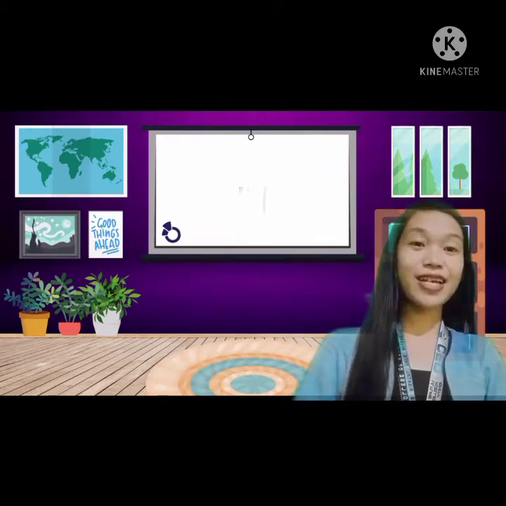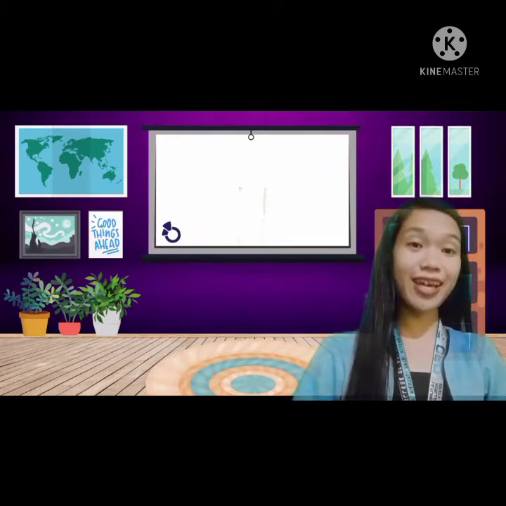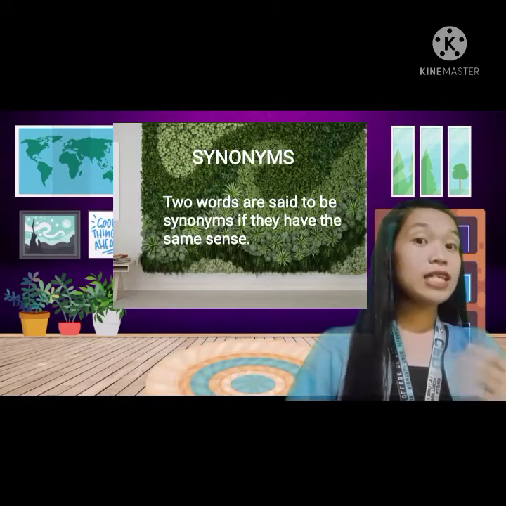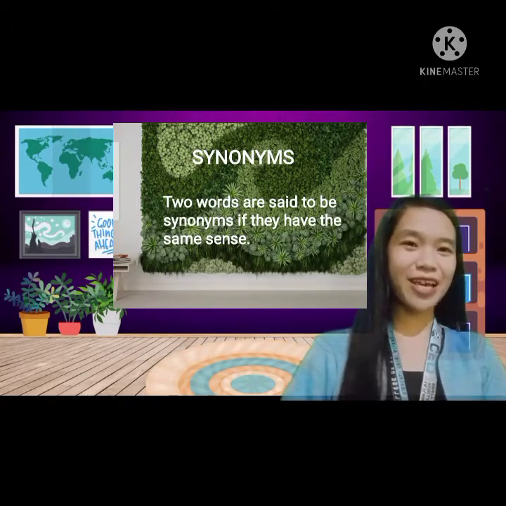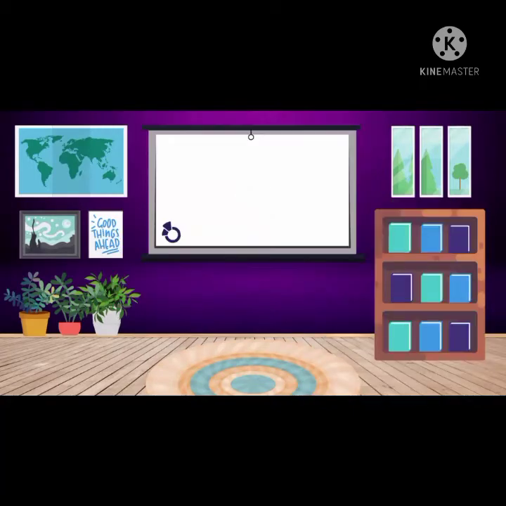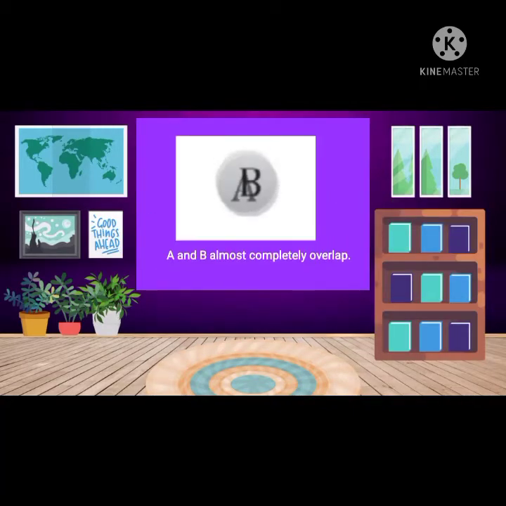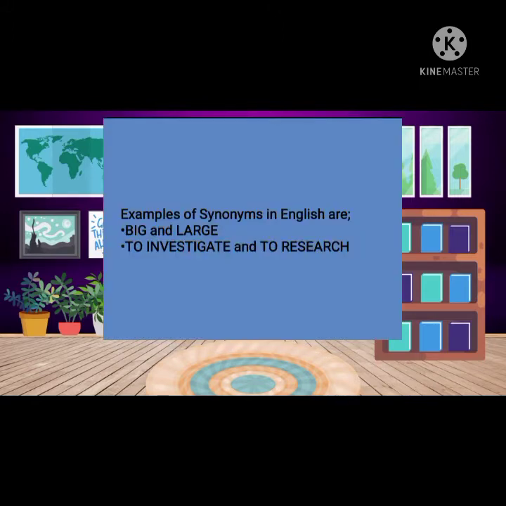Let's start discussing the first relation, which is synonyms. Two words are said to be synonyms if they have the same sense. It is illustrated this way. As you can see, A and B almost completely overlap, right? Examples of synonyms in English are big and large, and to investigate and to research.